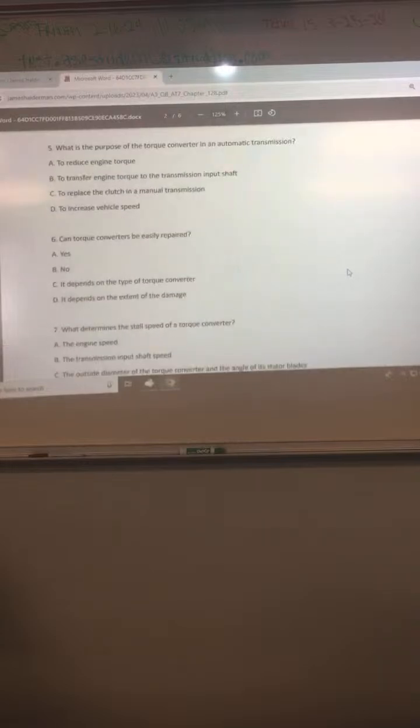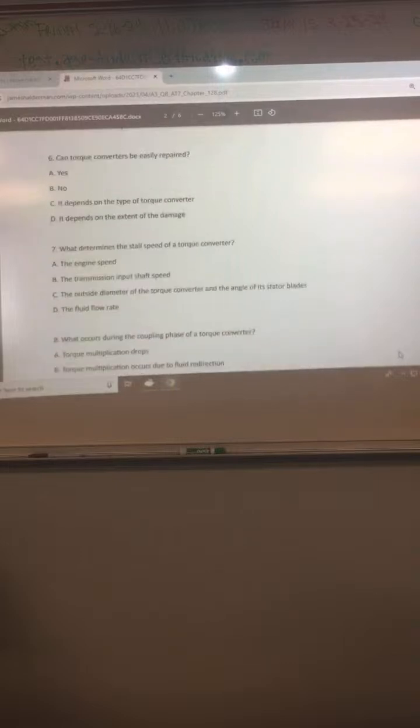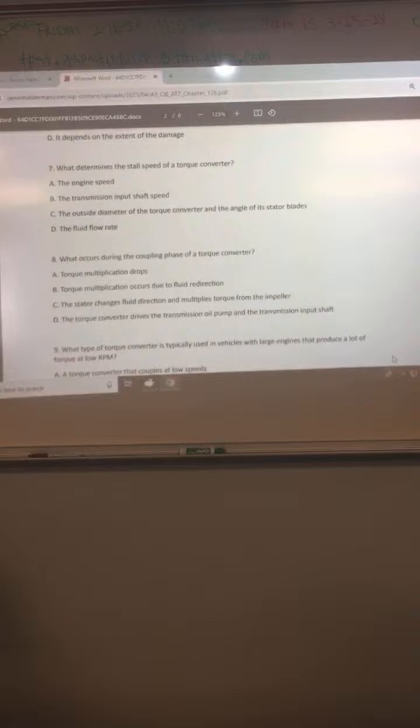What is the purpose of a torque converter in an automatic transmission? I put B. Transferring the torque to the transmission input shaft. Okay, that's a good answer. Can torque converters be easily repaired? No. B. Nope, they cannot.